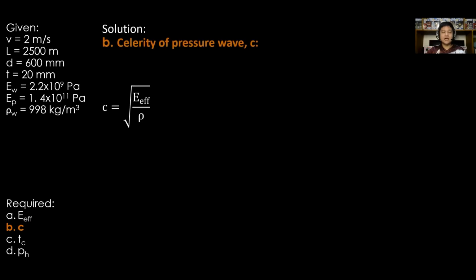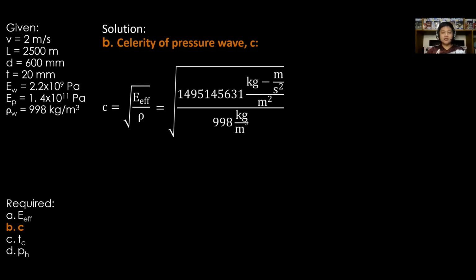On the other hand, for the celerity of pressure wave C, since this is under non-rigid pipe, C is equal to the root of the E effective all over the rho. E effective again is 1,495,145,631. We will consider the expanded unit, that is kilogram meter per square second per square meter, over the density, that is 998 kilograms per cubic meter. So the value of the celerity C is equal to 1,223.986 meters per second.